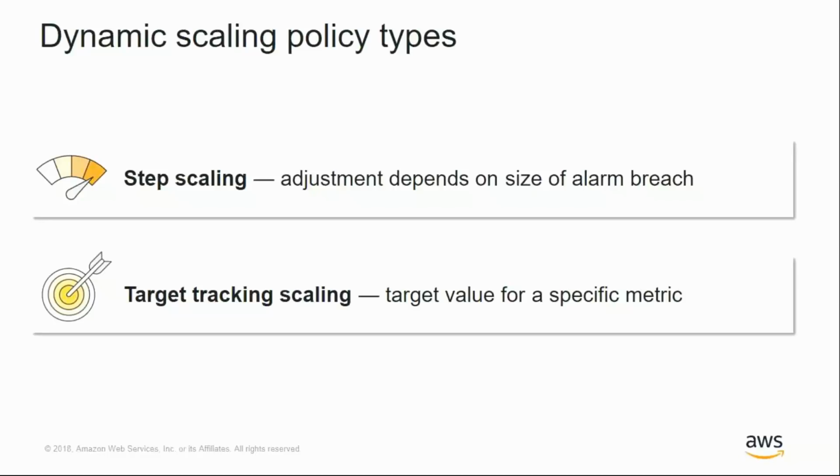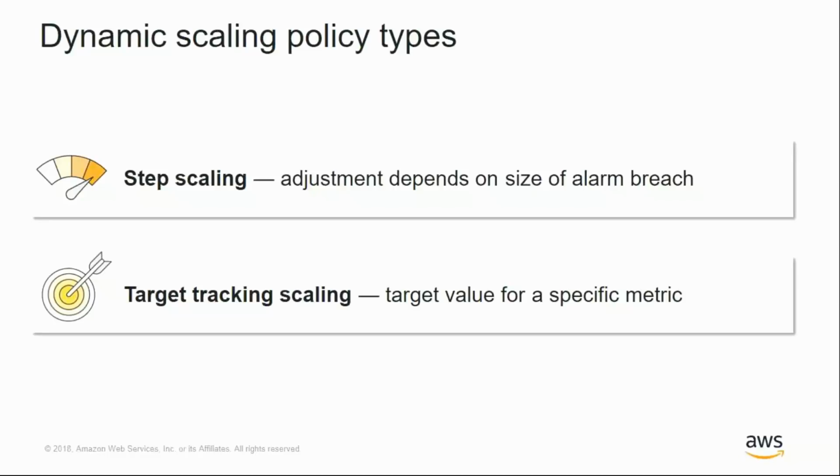All you do is select a metric that you want to scale on, such as CPU utilization, and set the target value. Auto scaling does the rest to add or remove capacity to keep your metric as close as possible to your specified value. Now, there are other advantages of target tracking as well.